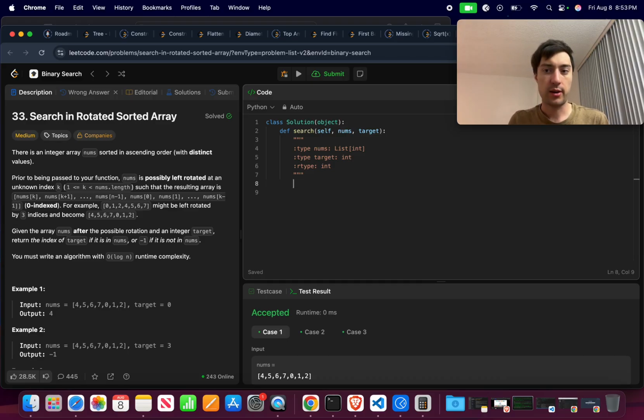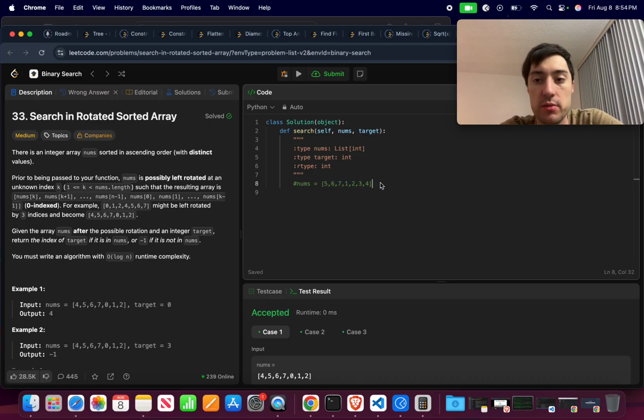Now the question is, I want to find a specific target in this array. So I have my nums, and nums is going to be my array. Let's just say 1, 2, 3, 4, 5, 6, 7. Then I shift it over, so I do this, and then I put it there. Okay, so that's shifted over. And now let's say I want to find 4. So that's the question: how do I find 4?